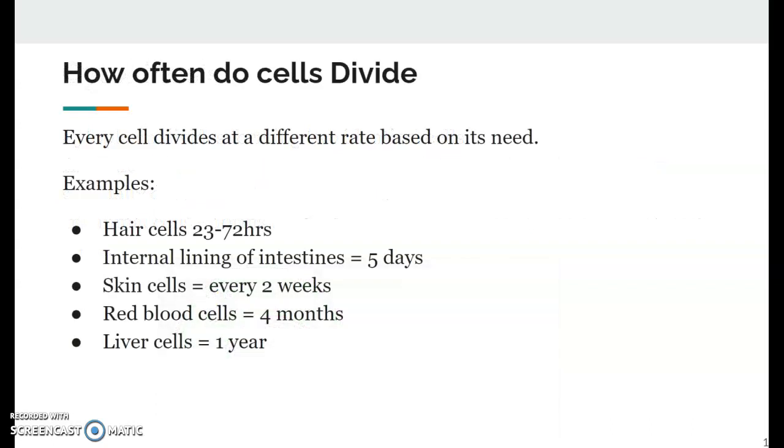So a difference there. How often do cells divide? They divide based on their need, right? Hair cells are some of the fastest dividing cells, right? And you'll see why when you do your next activity. The internal lining of your intestines every 5 days, approximately. Skin cells every 2 weeks, red blood cells for months, and liver cells up to a year. So just some FYI.